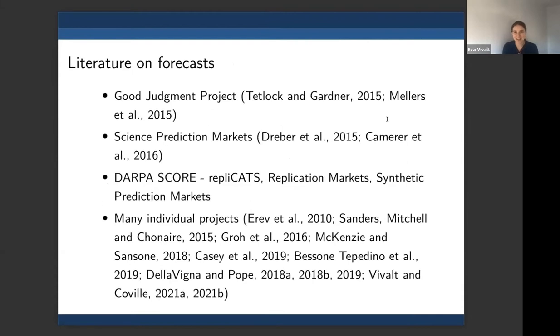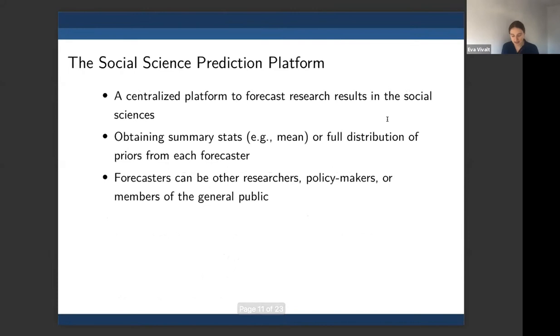Now, of course, there's a big literature on forecasts, and we're really lucky because there are so many other people here today talking about this. If you look at the bullet point three, DARPA SCORE, everybody is here. So that's fantastic. But there has been a huge growth in people collecting forecasts for their own individual research projects. And it was out of this that Stefano Della Vigna and I decided to create this Social Science Prediction Platform, which is a centralized platform to forecast research results in the social sciences.